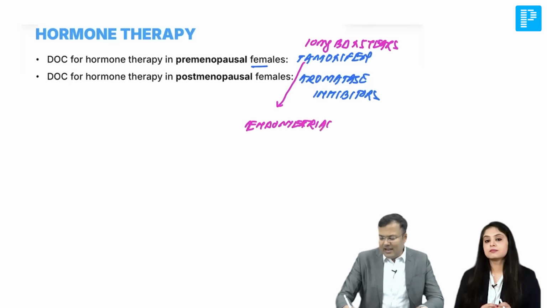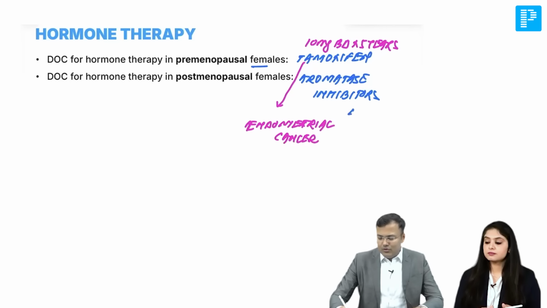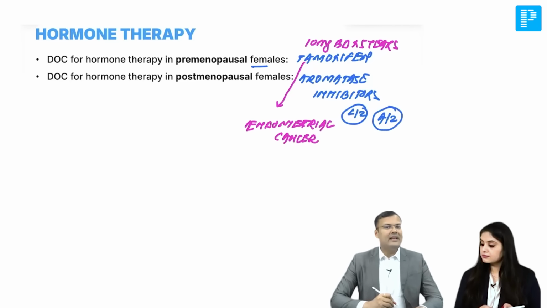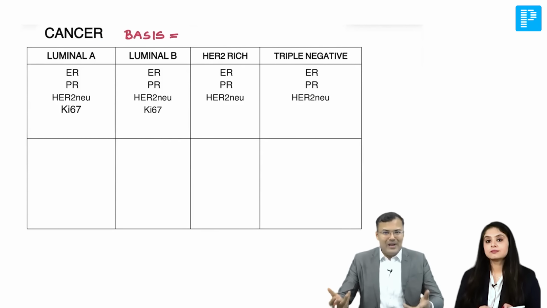And that's why in postmenopausal females, what we are giving is an aromatase inhibitor. You know the names: letrozole and anastrozole. So it is letrozole, anastrozole, that's the hormone therapy. Clear? Now over to ma'am.